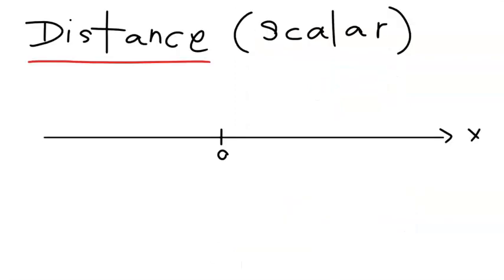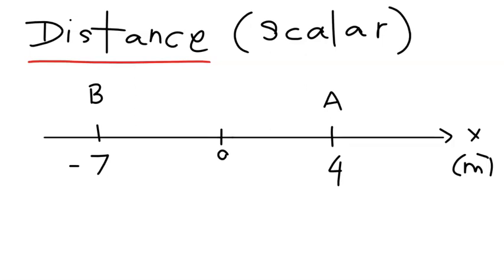Next, let's look at the concept of distance. Distance is a scalar, which means it does not have any direction associated with it. The SI unit to measure distance is meters. You can use other non-SI units to measure distance as well, such as kilometers, miles, and so on.